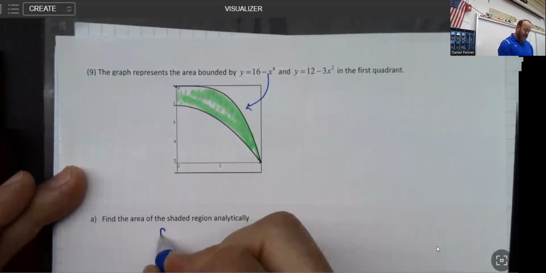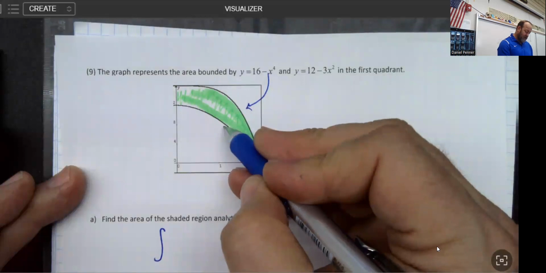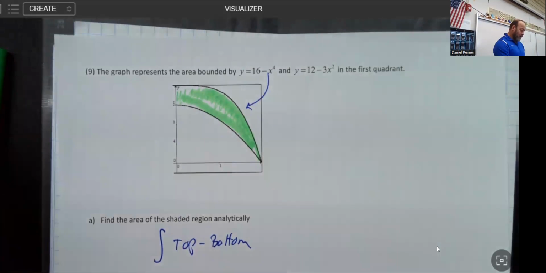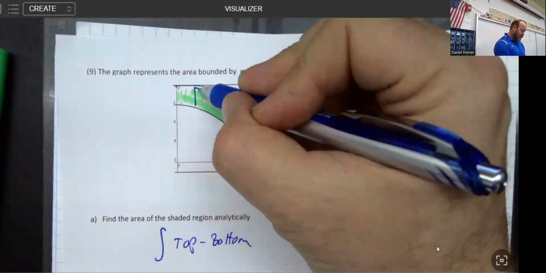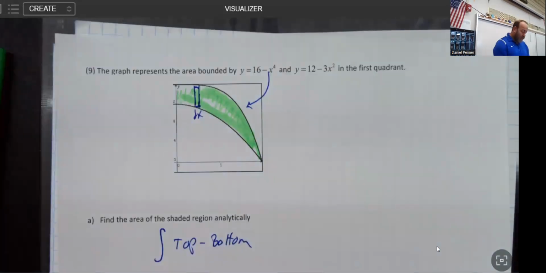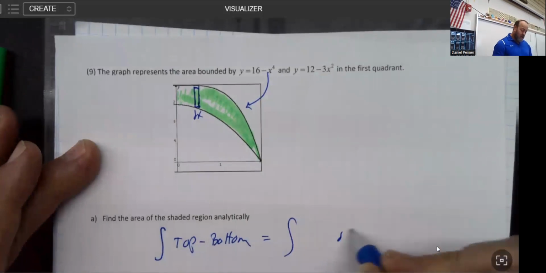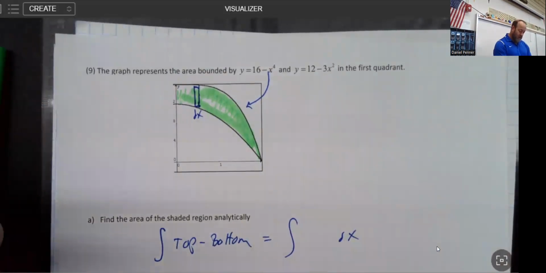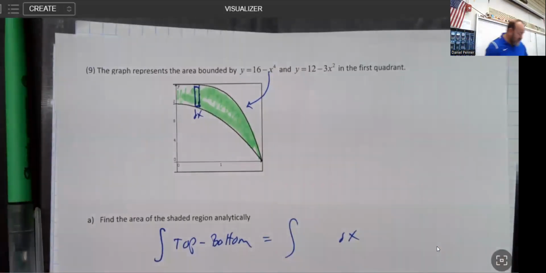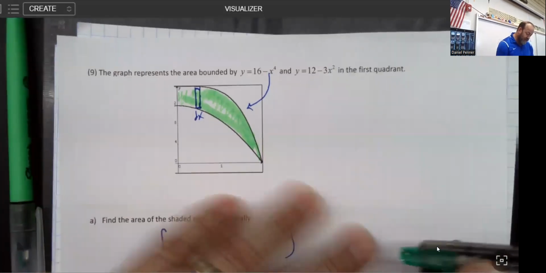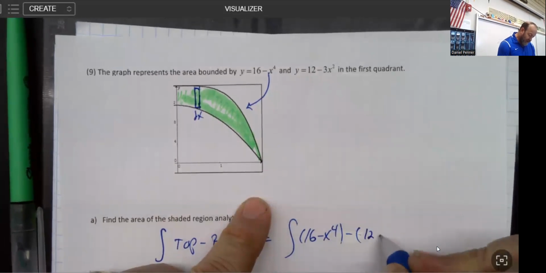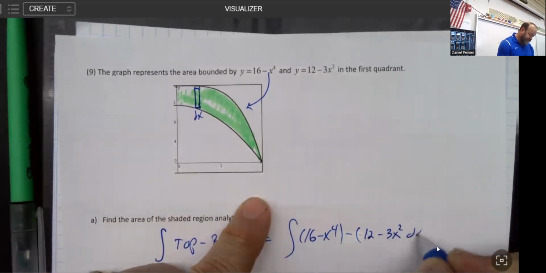That's going to be the integral of the top curve minus the bottom one, right? So the top minus bottom, that's usually how we would do that. When I look at this, I would be looking at little Riemann sums going this way, so each of these things would be a dy, excuse me, I meant to say dx, wide. So we're going to do that top curve, y2, minus the bottom curve. So I'm going to do the 16 minus x to the fourth on top, that's the far one, minus 12 minus 3x squared, which is the bottom one.